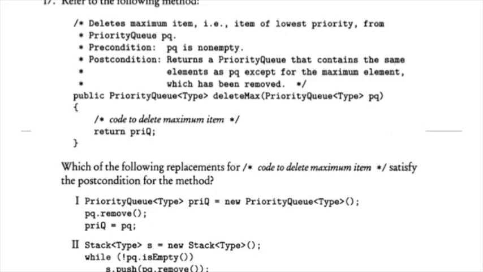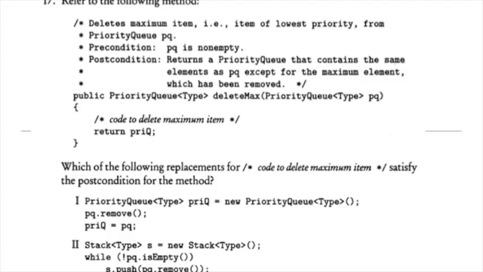This is the problem, because the old priority queue is a min heap. So if we call pq.remove, it will only remove its minimum item, not the maximum item. If we assign the PRIQ reference directly to PQ, after the removal the maximum element is still left inside of that. So PRIQ is not the correct priority queue that we want.